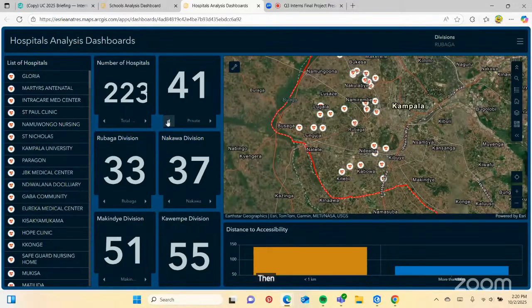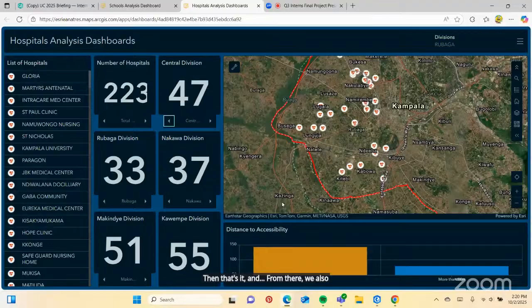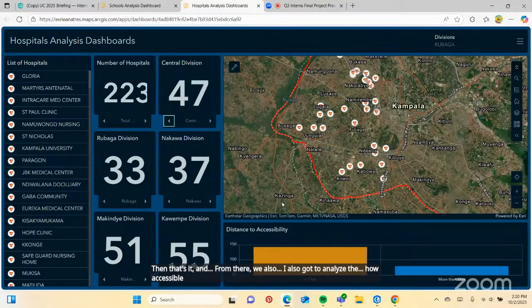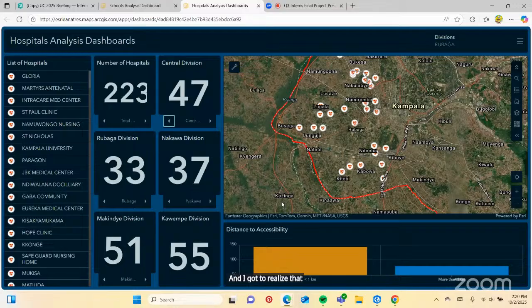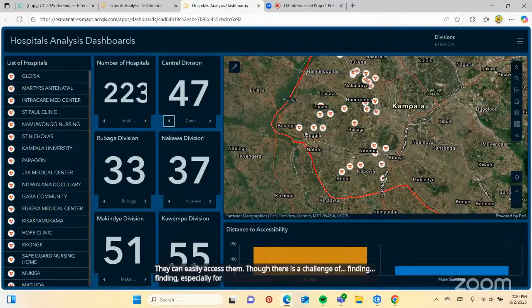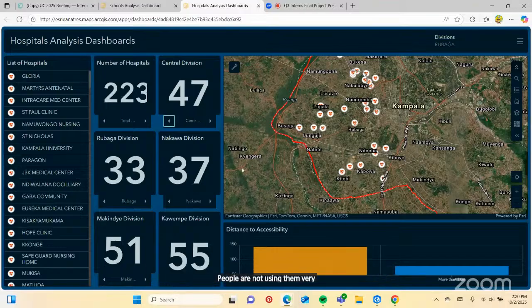Then from there, I also analyzed how accessible these hospitals are. I realized that all these hospitals are easily accessed since they are located along roads. And also, people in the vicinity of their location can easily access them. Though there is a challenge of funding, especially for the government hospitals, and their state is not good. Some of the government hospitals are in a poor state, hence people not using them very much.